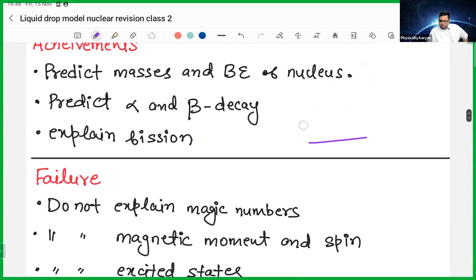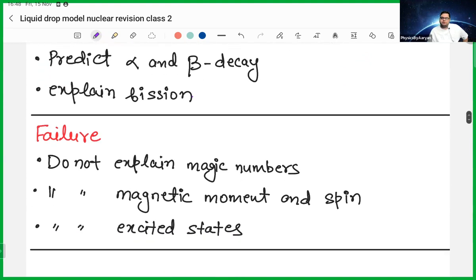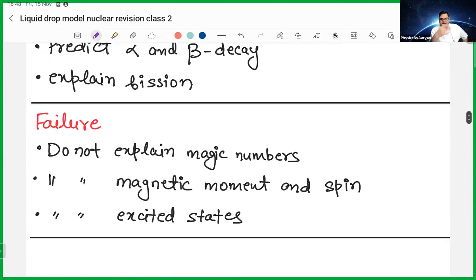I will go for the problems now. Any doubt you have in liquid drop model, I give you 1 or 2 minutes, and then you can ask, and then we go for the problems.